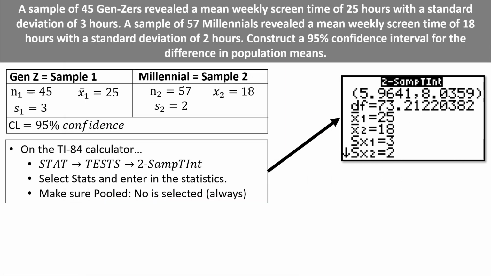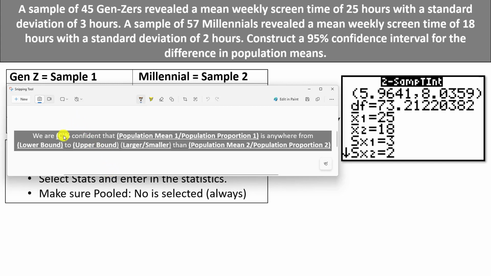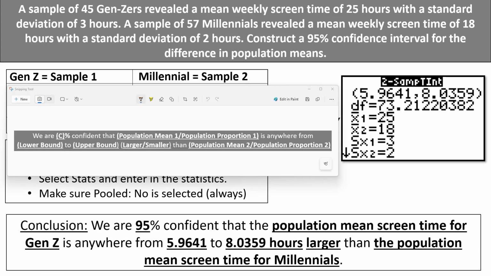The last thing we need to do is interpret the confidence interval by writing a conclusion statement. To write the conclusion, I'm going to use the template that I provided in a previous slide, which I have right here. So we should be stating that we are C% confident that, in this case, the population mean number 1, which is going to refer to the Gen Zers, is anywhere from our lower bound to upper bound, either larger or smaller than our second population mean, which will relate to the millennials. So this is what I came up with.